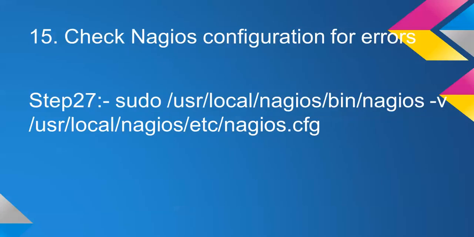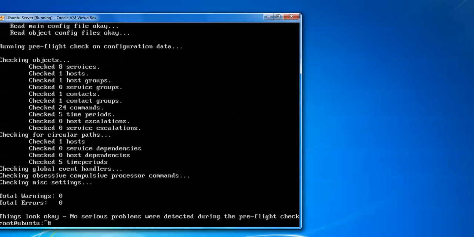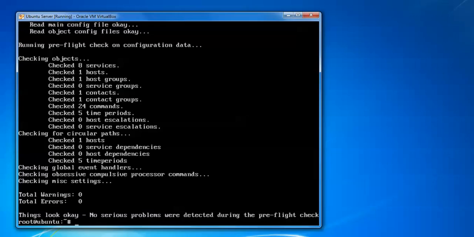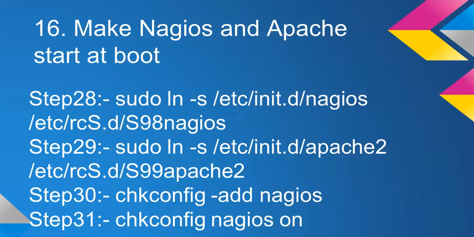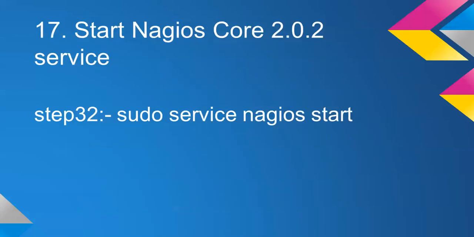We need to check the Nagios configuration for any errors by typing this command. Press enter. It's showing no errors and no object file problems. As you can see, I have noted it's okay now. This is the command so that when you restart or boot the system, Nagios will start automatically. And this is to start the Nagios service.